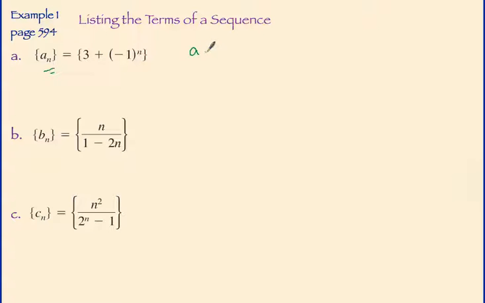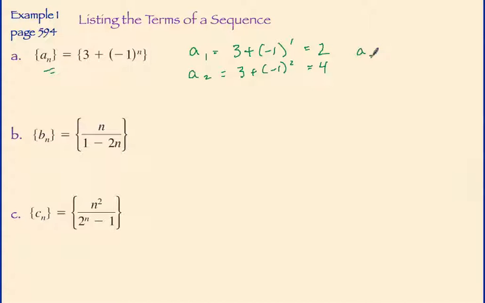Let's see what the first term would look like. A sub 1 would be 3 plus negative 1 to the 1 power. Well, negative 1 to the 1 power is negative 1. 3 minus 1 is 2. What would the second term of this sequence look like? 3 plus negative 1 quantity squared. Well, that makes this a positive 1, so a sub 2 is 4.